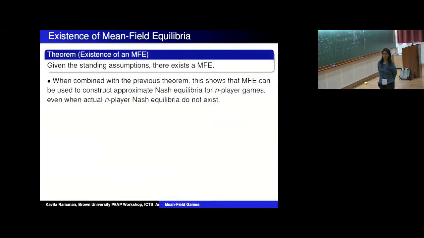Okay, so now you asked about existence. In this particular case, you can show that given the standing assumptions that I said on F, you can independently check that there exists an MFE, not assuming now that there are n-player Nash equilibria. So in fact, when combined with the previous theorem, this shows that you actually have epsilon n with these Fs, right? But you can have other Fs and more complicated, maybe not a compact state space, etc., where you will not have the n player. You asked this question, right? So at least here you know that you have epsilon n Nash equilibrium.